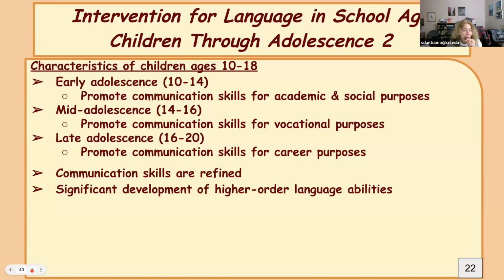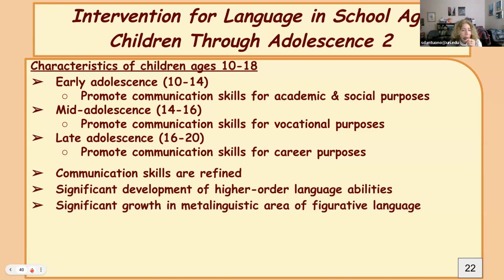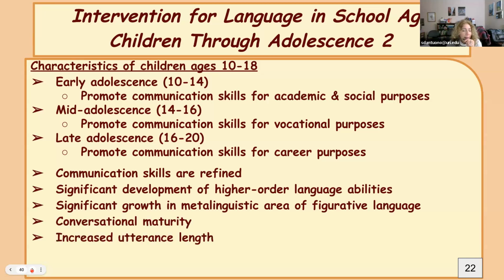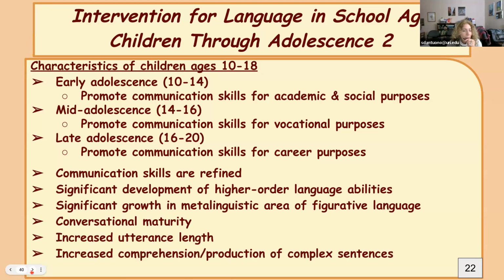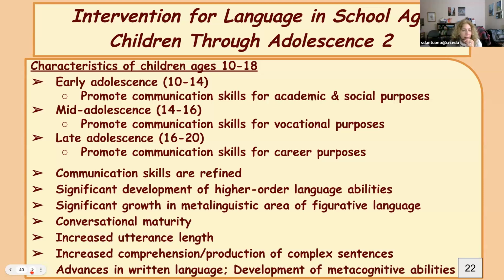Communication skills are refined, with significant development of higher order language abilities, significant growth in typically developing children in the metalinguistic area of figurative language and conversational maturity, and the utterance length is completely increased to multiple embedded clauses. And they've increased their comprehension and production. There's also advances in written language and development of metacognitive skills.